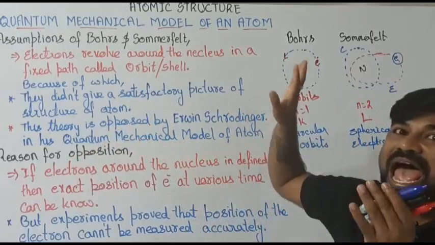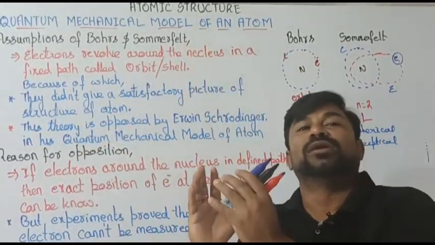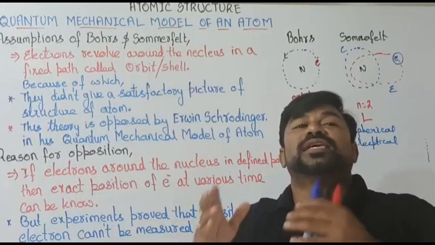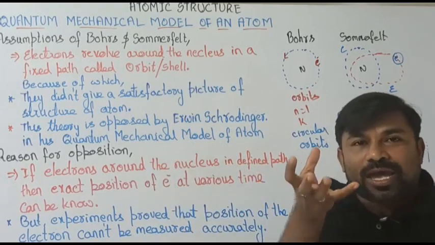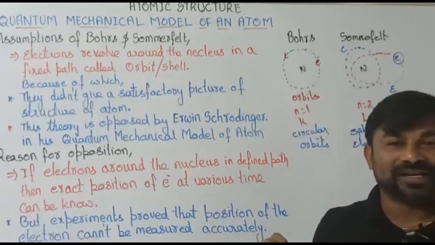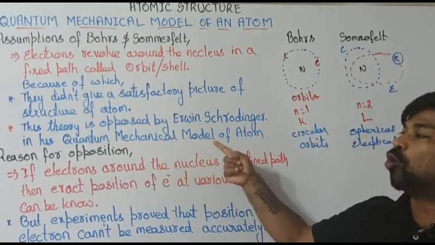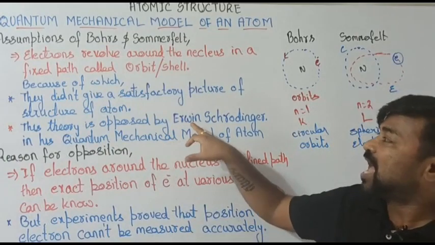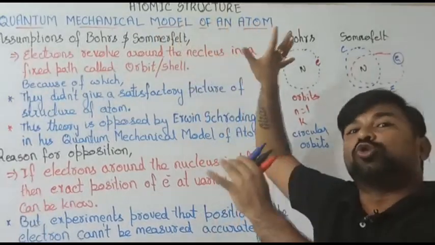Because of that also, Mr. Erwin Schrödinger opposed their model. He said, no, your assumption that the electrons are revolving in a circular path is wrong. I am opposing your model. So he came out with a new model, called the quantum mechanical model of the atom. This is the new model that Mr. Erwin Schrödinger brought, opposing what Mr. Bohr and Sommerfeld had said.